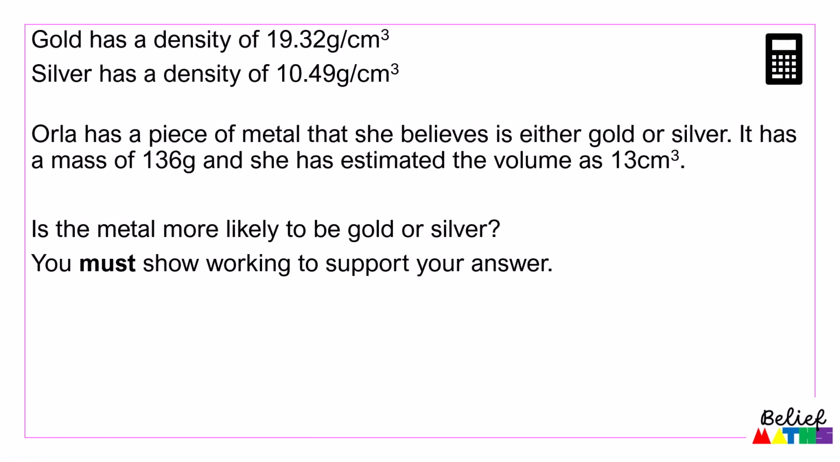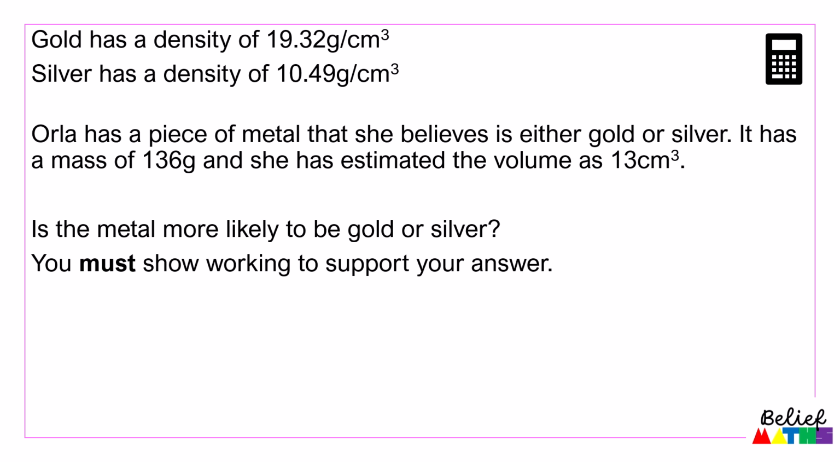Looking again at density, it tells us gold has a density of 19.32 grams per centimeter cubed, and silver has a density of 10.49 grams per centimeter cubed. It says Orla has a piece of metal that she believes is either gold or silver. It has a mass of 136 grams and she has estimated the volume as 13 centimeters cubed. The question asks us, is the metal itself more likely to be gold or silver?